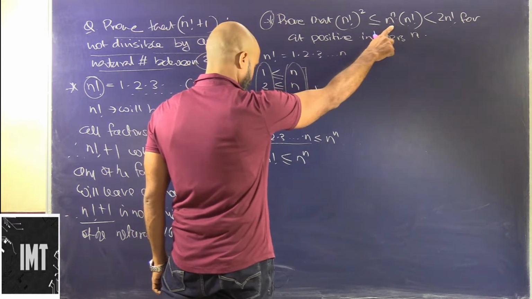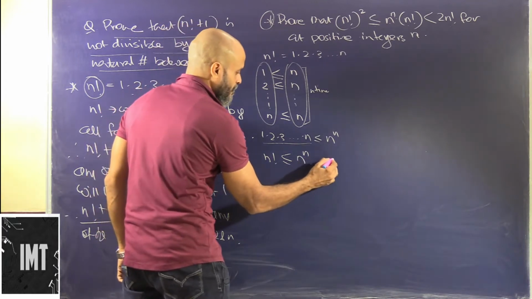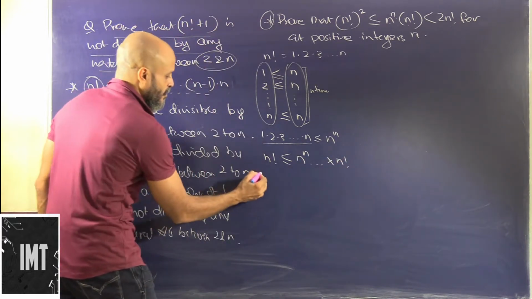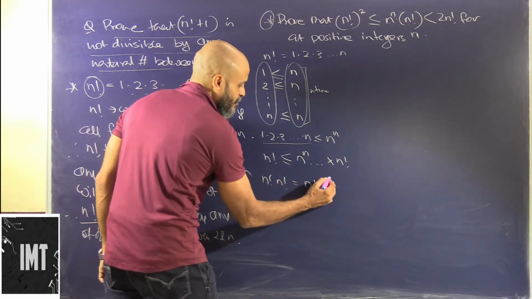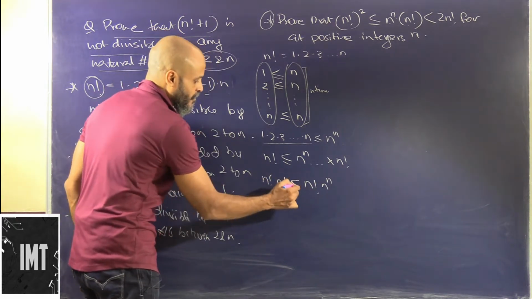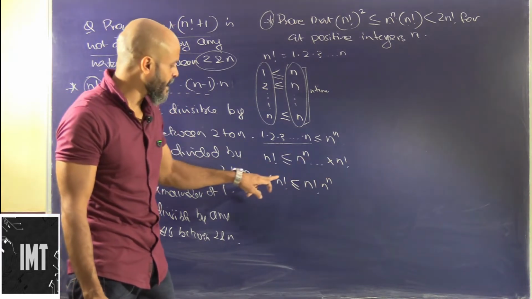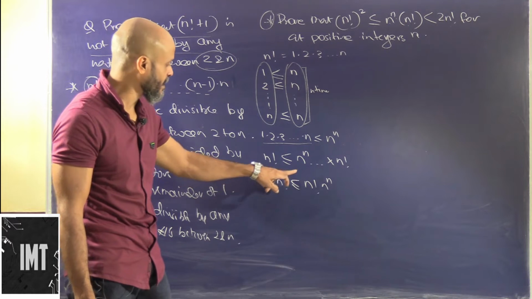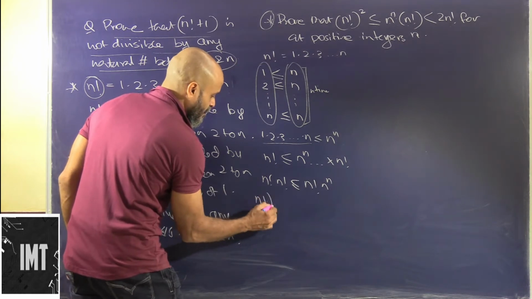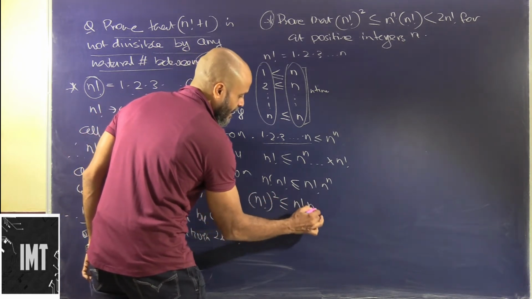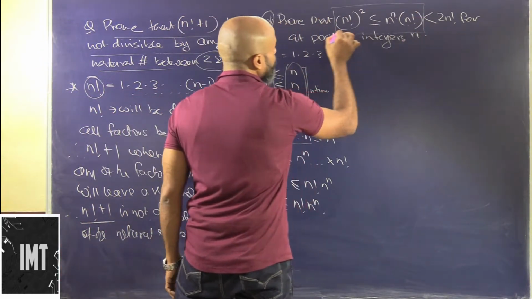Now look at this. Here we have factorial n, and this is n square. So multiplying both sides by factorial n, what do we get? Factorial n into factorial n is less than equal to factorial n into n to the power of n, multiplying both sides by factorial n. So factorial n was already there, you multiplied by factorial n. So this will be factorial n into factorial n less than equal to factorial n into n to the power of n. So here we have factorial n whole square is less than factorial n into n to the power of n. Okay, so this part is already proved. Now we will go for this part.